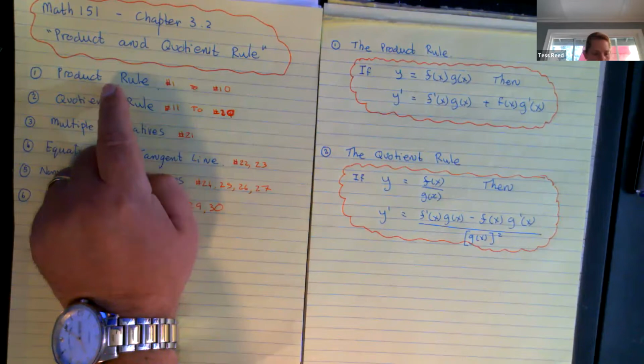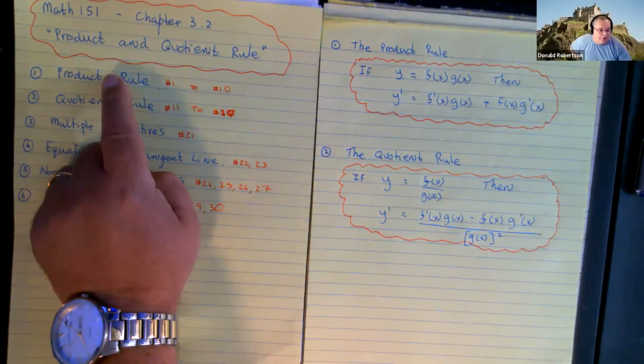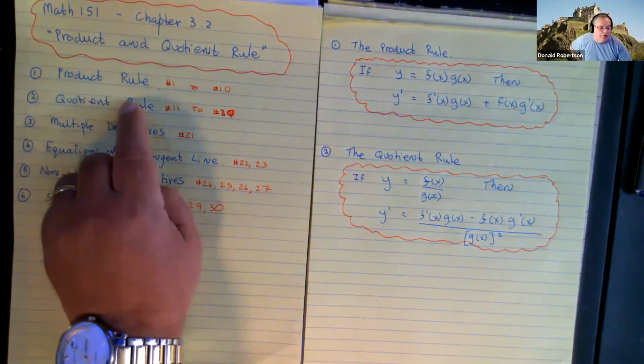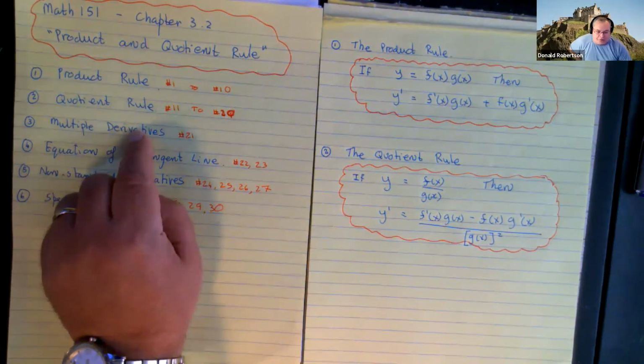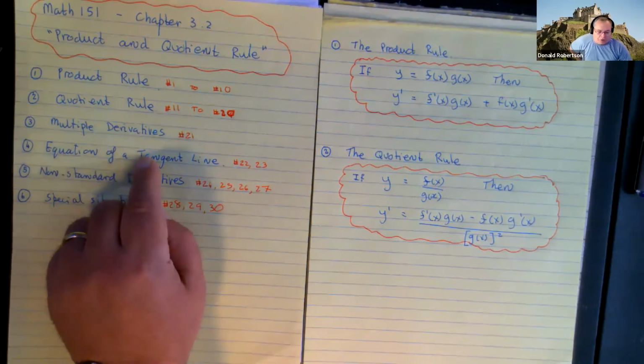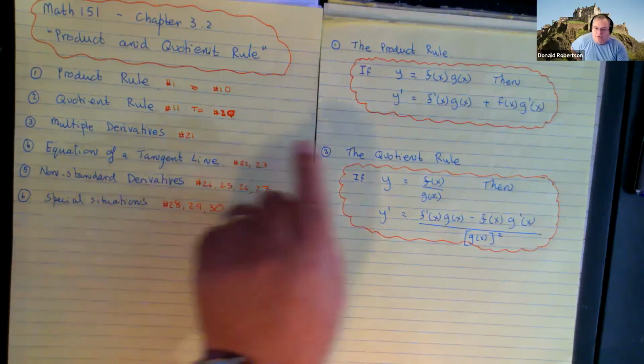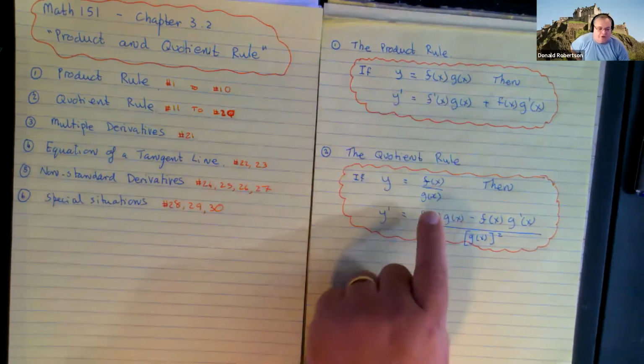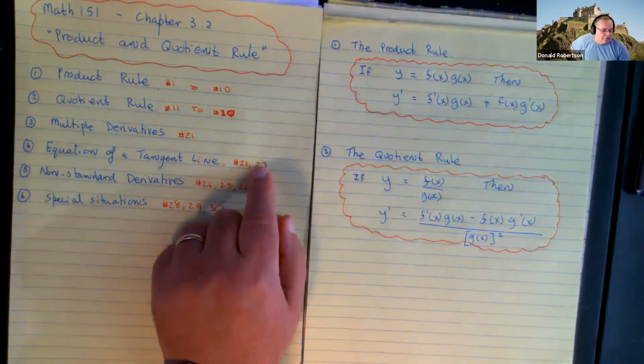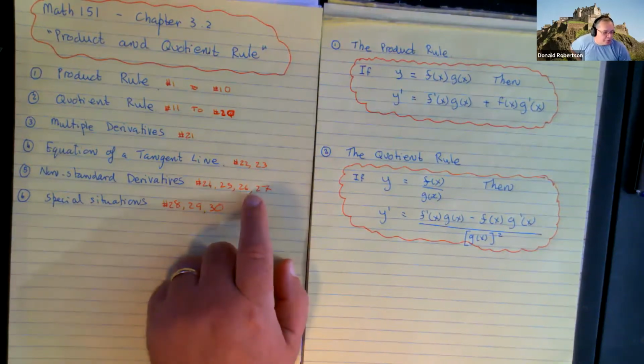We're going to be looking at getting lots of practice. I hope we have time for it, for products, for quotients. Multiple derivatives just means find second, third derivative. We know how to do those. Equations of tangent lines, same basic idea. You're going to get a function, maybe one like this or this, and you're going to find the equation of a tangent line.